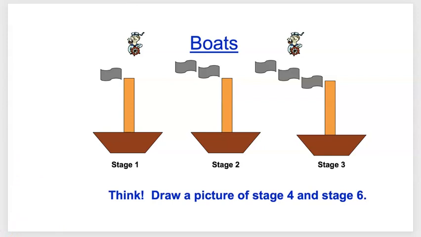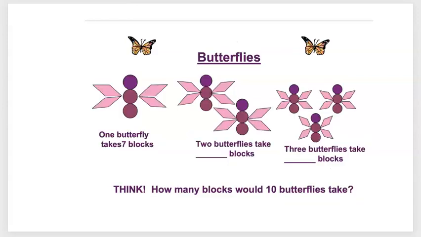Just activities that students can do. Draw a picture of stage 4 and stage 6. If I had one butterfly and I used 7 blocks, how many would I need if I had 2 butterflies or 3? Now 10. I've seen these on state assessments. I've graded state assessments in 2 different states, and this is absolutely something that students have to be able to do.